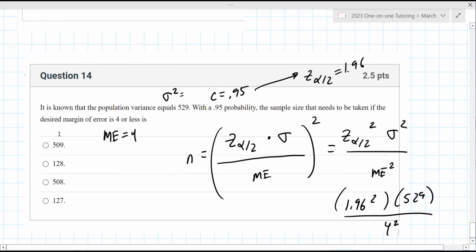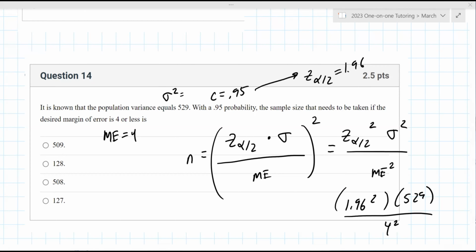And because you're rounding up, you can see why the answer is like 509, 508. One of them, the answer is probably like 508.5 or 127.5. And you've got to remember to round it up. You always round it up regardless of what number you see.